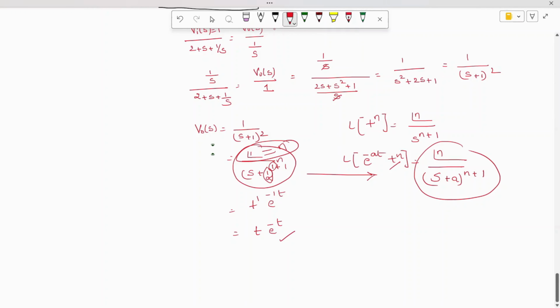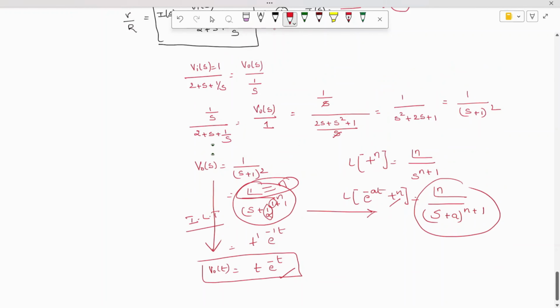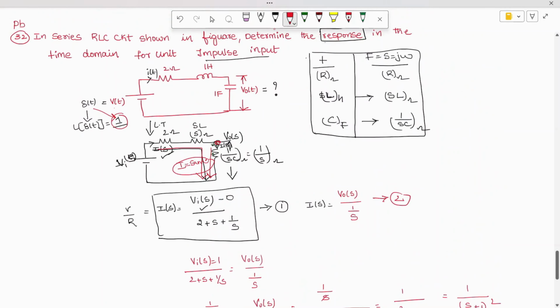This is the ultimate formula you are going to get when you apply inverse Laplace transform, which is v naught of t, which is the output equation of the given problem. Okay, so this is the procedure of solving. Okay, so the Laplace transform here is very much useful.